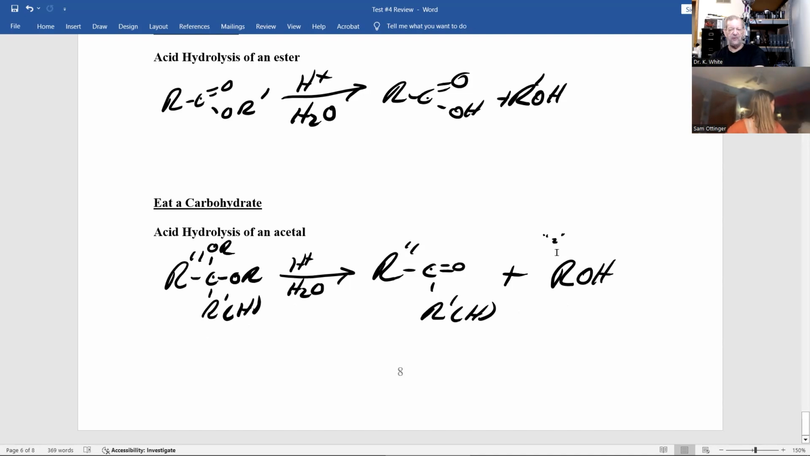And if you remember those 2 twins I had who got upset when I didn't balance things, that's why there's a little 2 there. You don't have to put it. So you should know when you eat a carbohydrate, how to describe that with words and a general reaction. That's acid hydrolysis of an acetal, and the general reaction is this: acetal or ketal, acid and water. Remember, H plus is acid in general. You get back the aldehyde or ketone plus the alcohol you would have used to make that acetal.